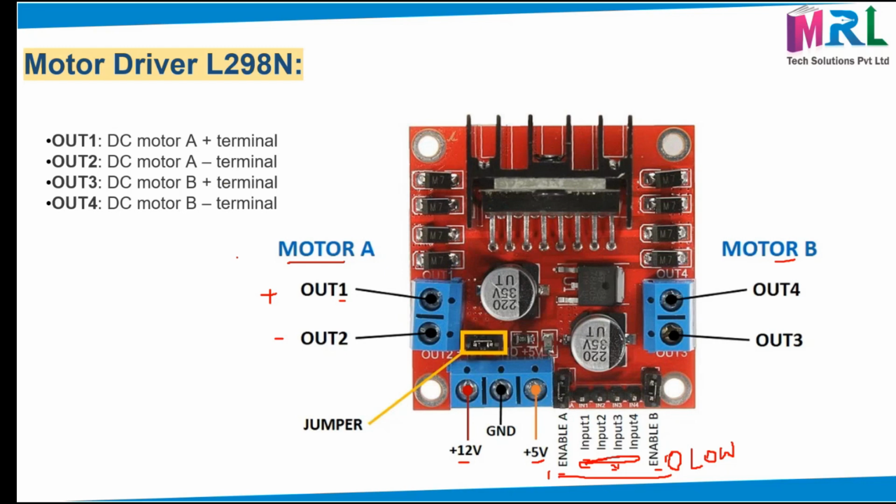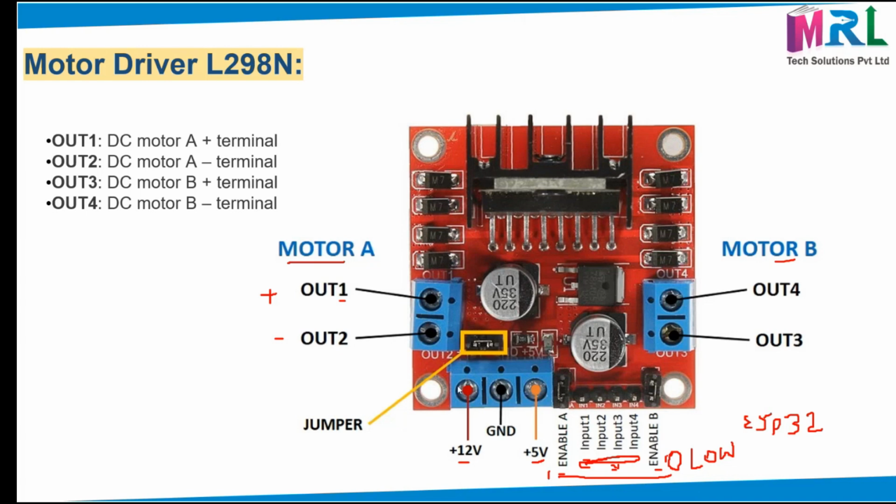So this is the output terminal, where you connect the motor, and these are the input points that you connect with the ESP32: enable A, inputs 1, 2, 3, 4, as well as enable B. You have to connect them with the ESP32 using wires, and then we will program this. I will explain the program later, how to make the motor run forward, backward, left and right.